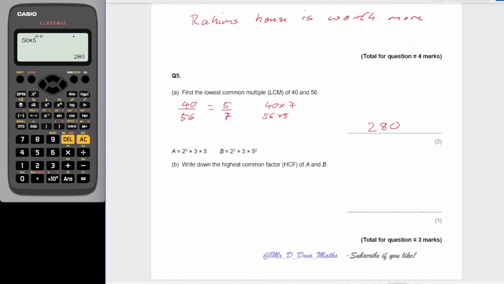Okay, the highest common factor of two numbers written in index form just becomes the factors that they have in common. Write down the highest common factor of A and B. So they've got 2 squared in common. They've also got 3 in common, and they've got 5 in common. So that's going to be my highest common factor, which is 4 times 3 times 5. It's going to be 60.